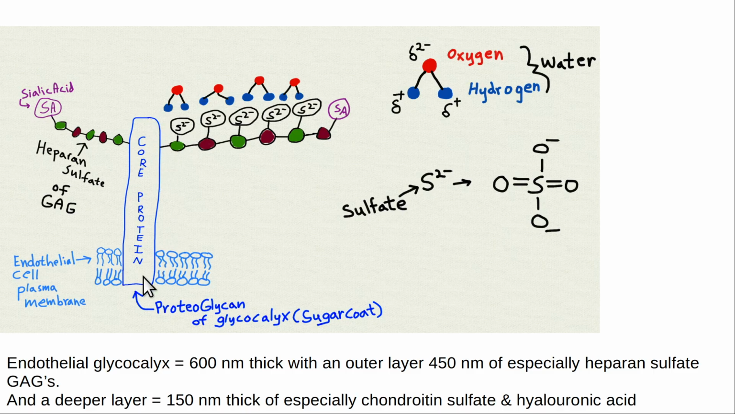Endothelial glycocalyx, from the top to the bottom of the core protein and whatnot, is about 600 nanometers. So 600 nanometers, 0.6 of a micron, it's pretty tall. That's worth knowing. We'll come back to that.